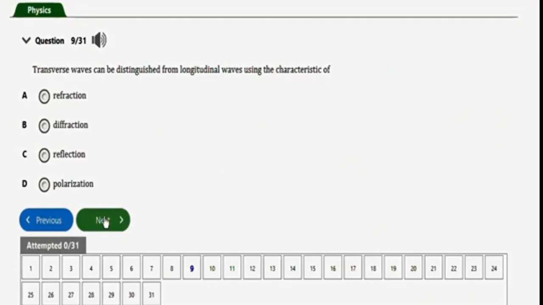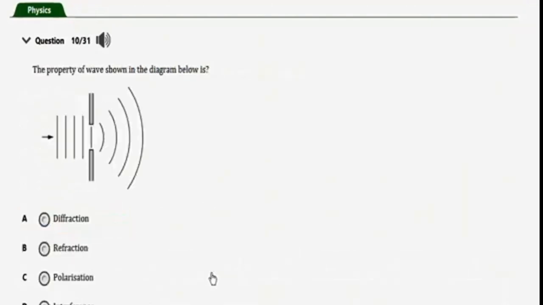It says, transverse waves can be distinguished from longitudinal waves using the characteristics of. The correct option here is option D, which is polarization. Alright, so let's go to the next one, which is this question. It says, the property of the wave shown in the diagram below is. So the correct option here is option A, which is diffraction. Alright, diffraction involves the wave hitting a barrier and spreading out. Alright, so that's it for this question.